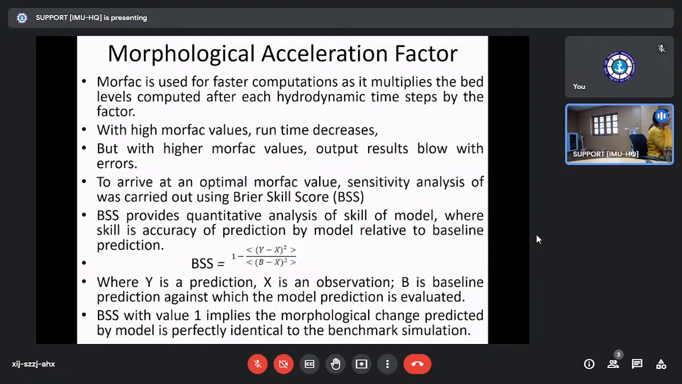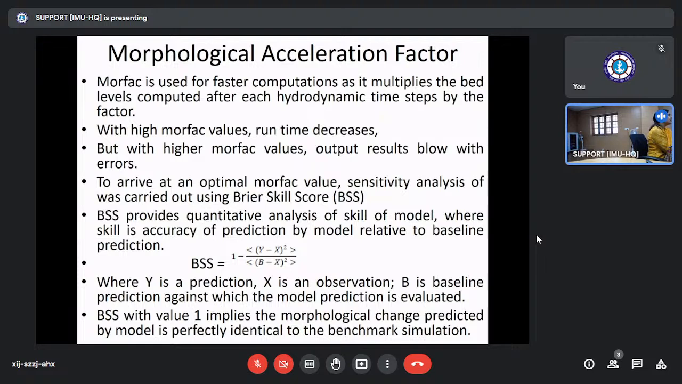Morphological acceleration factor is also called MORPHAC, which is used for faster computations, as it multiplies the bed levels computed for the hydrodynamic time steps by the factor. So with higher MORPHAC values, our runtime decreases. So now again, to arrive at an optimal MORPHAC value, some sensitivity analysis was performed.